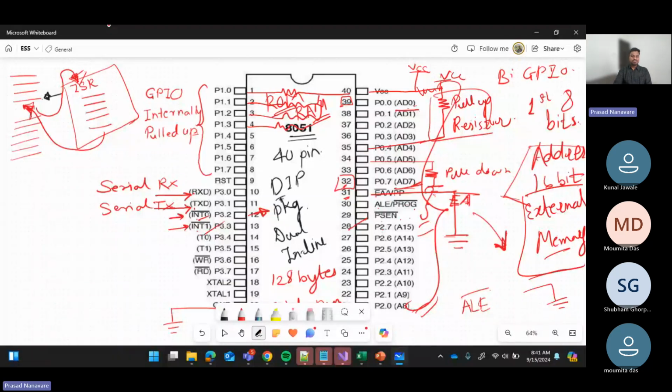this is INT 0, INT 1, then T0, T1. Now these are timers, T0 and T1. So I told you the microcontroller has internal timers. So what is the requirement of these pins externally, T0 and T1? What do you mean by that? Why do we need these pins externally?